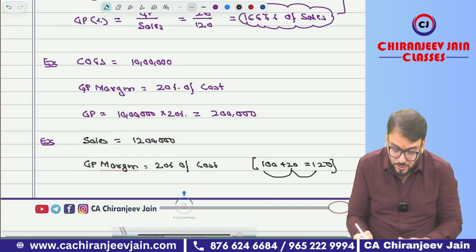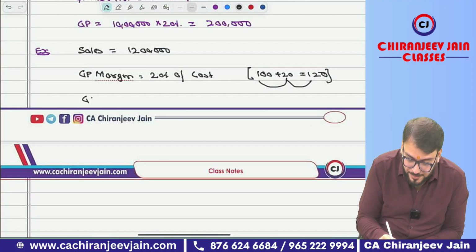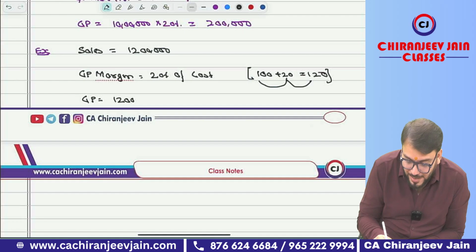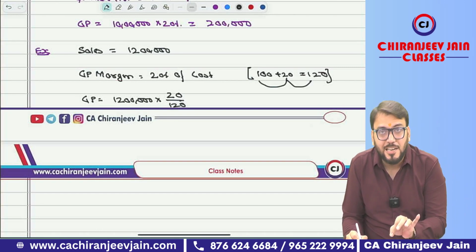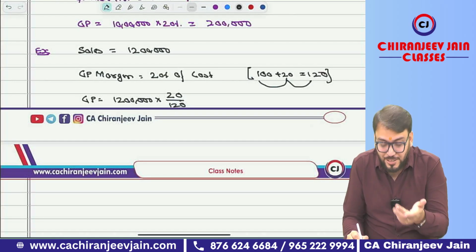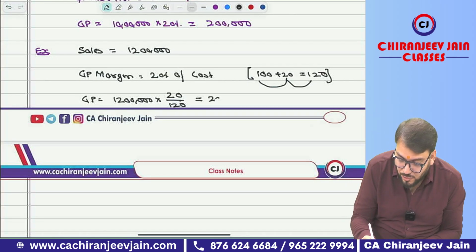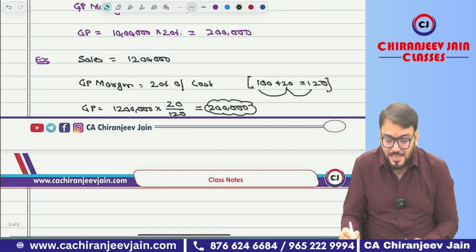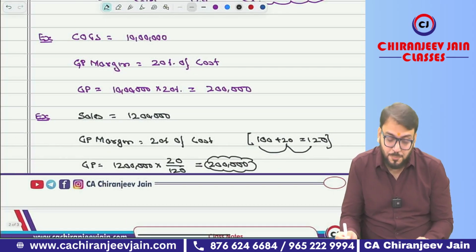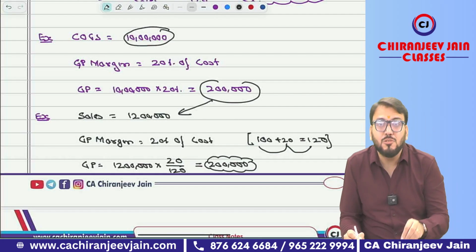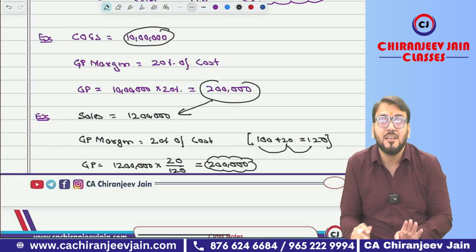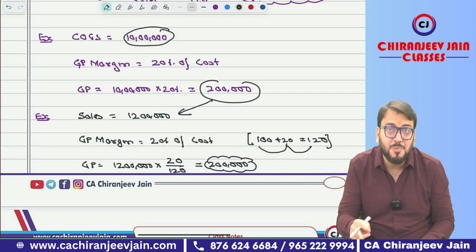So in this case, GP is equal to sales, which is 12 lakh, into 20 by 120. 20 by 120 means 16.67% only. You can directly write 16.67% also. Are you getting what I am saying? So that will be equal to 2 lakh. Means your GP in example number 1 and GP in example number 2 is the same, because 10 lakh plus 2 lakh is sales only. So I have converted that question by giving the information for sales. Same question, but the GP margin was different.